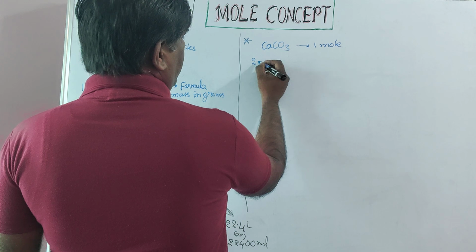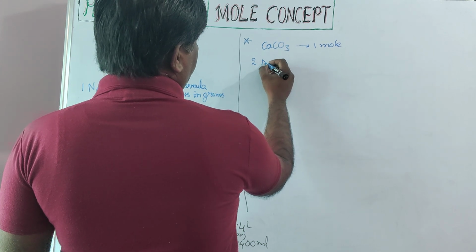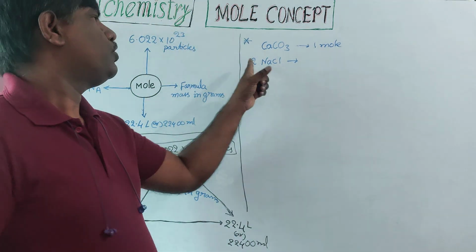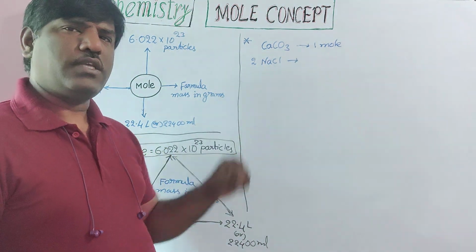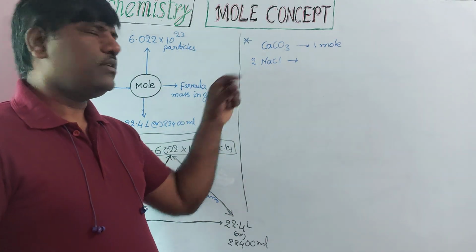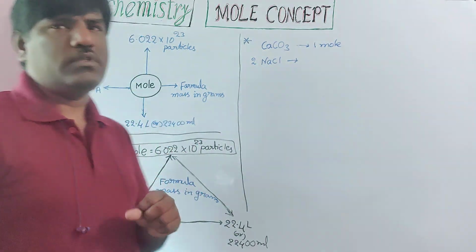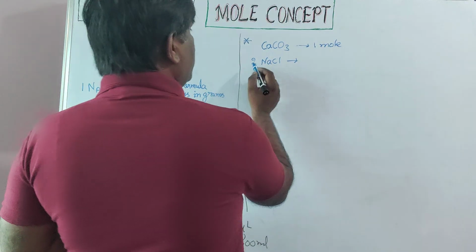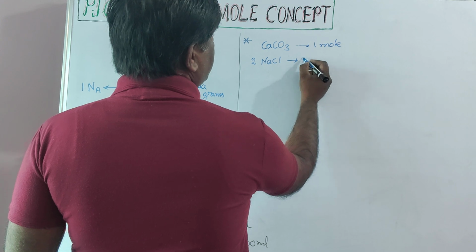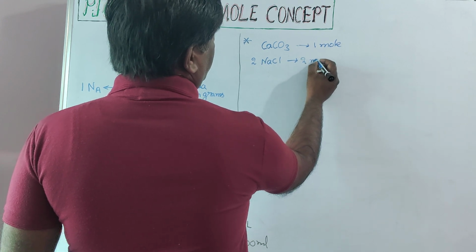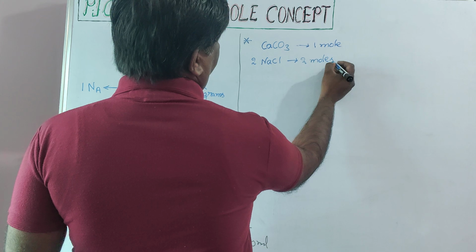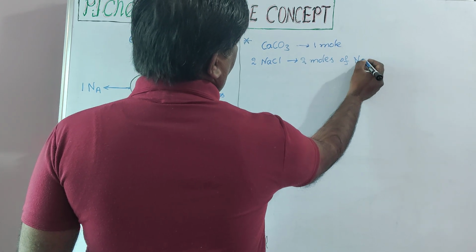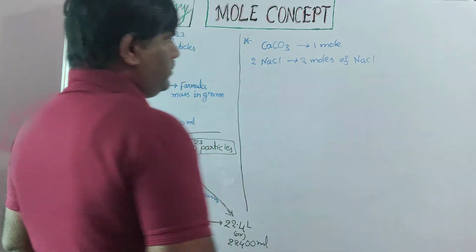Now I'm taking here 2 NaCl, which we call 2 moles of NaCl. Coefficient 2 is there now. Coefficient indicates number of moles. So here 2 NaCl is nothing but 2 moles of sodium chloride. We should read it like that.